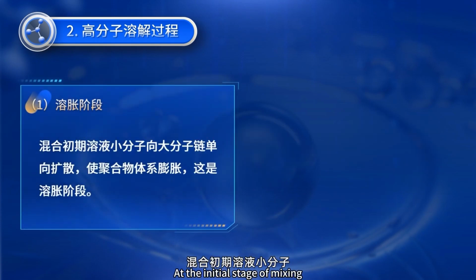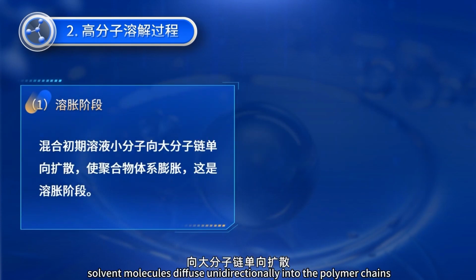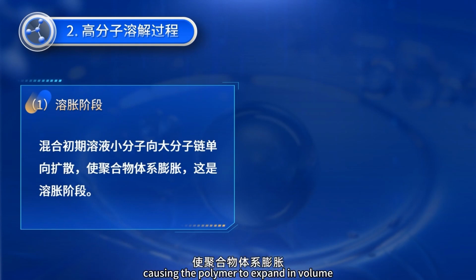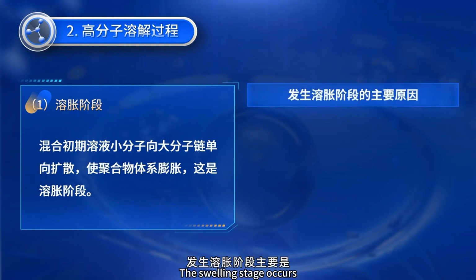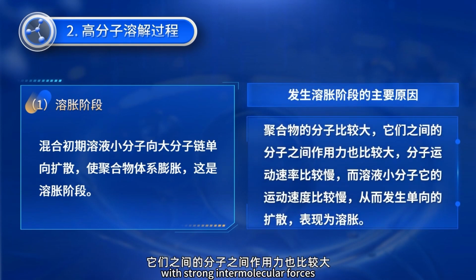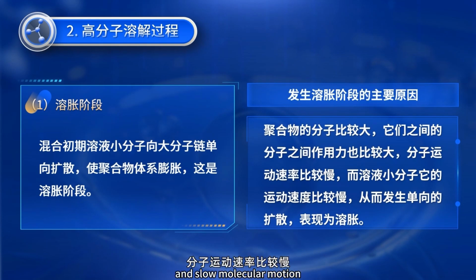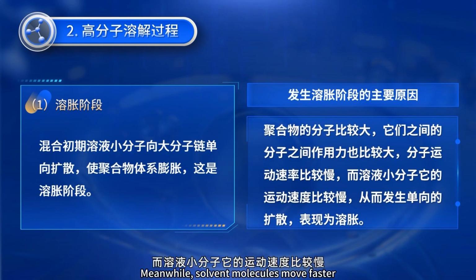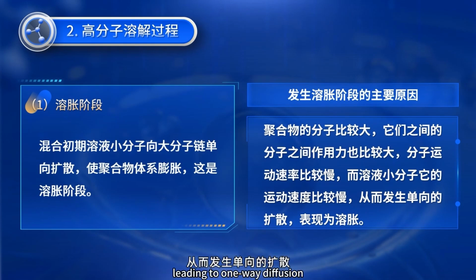At the initial stage of mixing, solvent molecules diffuse unidirectionally into the polymer chains, causing the polymer to expand in volume. This is the swelling stage. The swelling stage occurs mainly because polymer molecules are large, with strong intermolecular forces and slow molecular motion. Meanwhile, solvent molecules move faster, leading to one-way diffusion, which manifests as swelling.